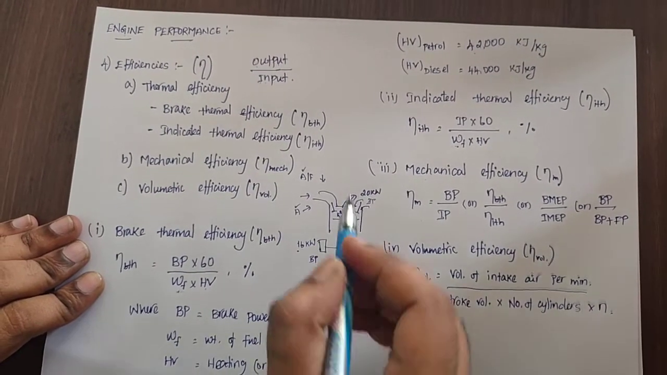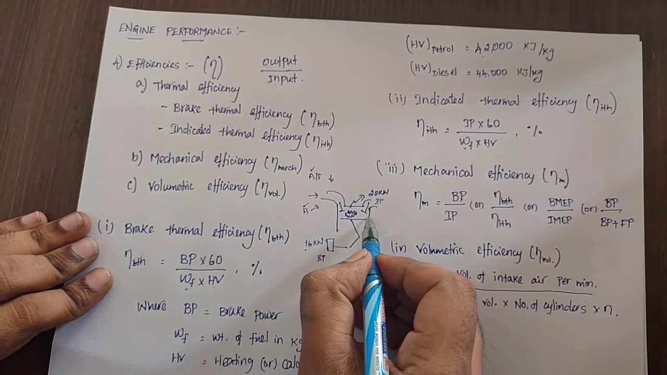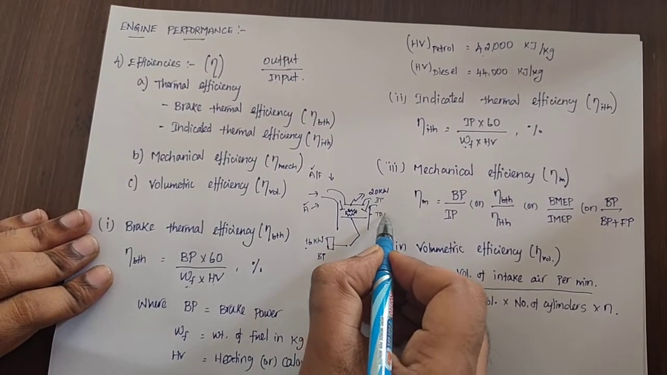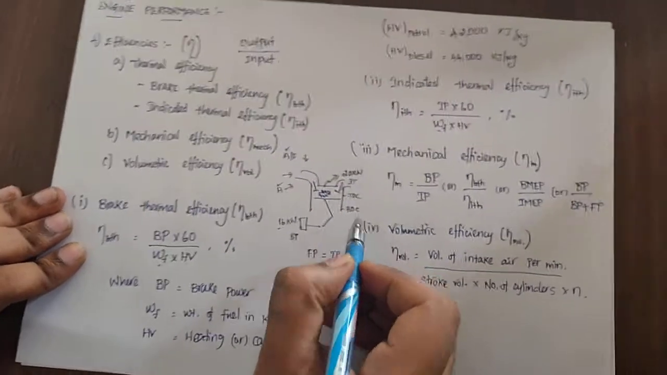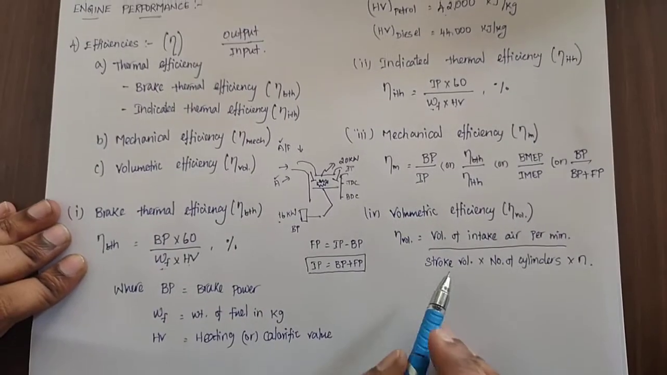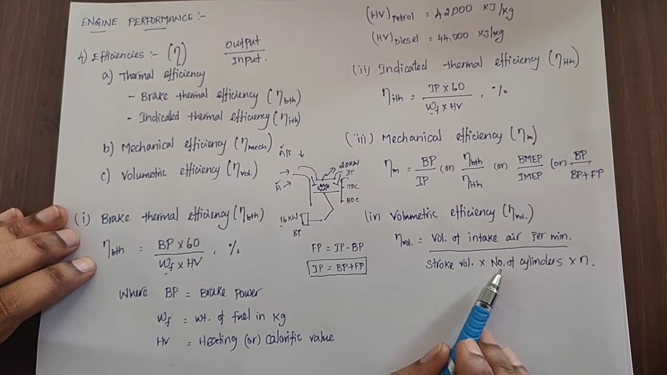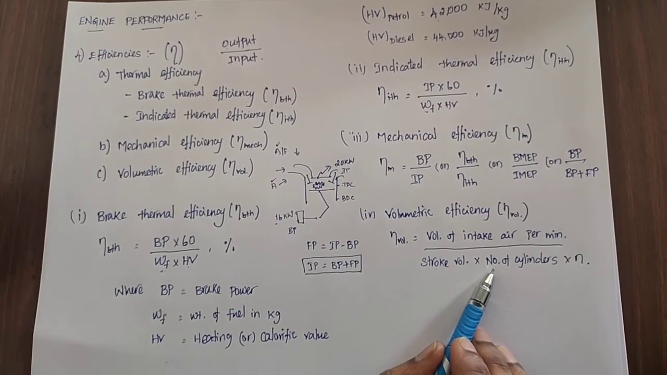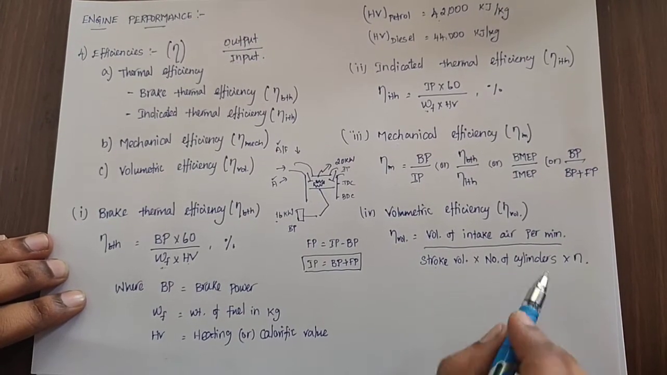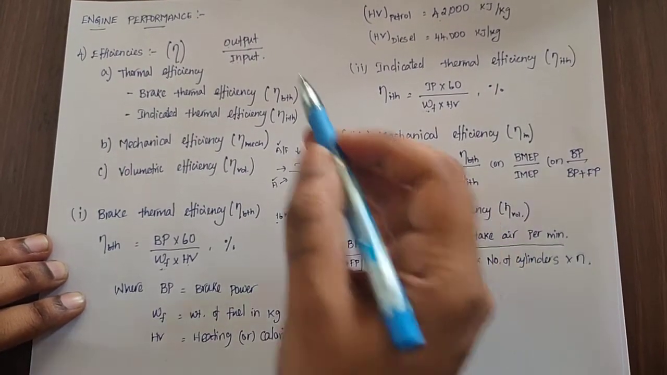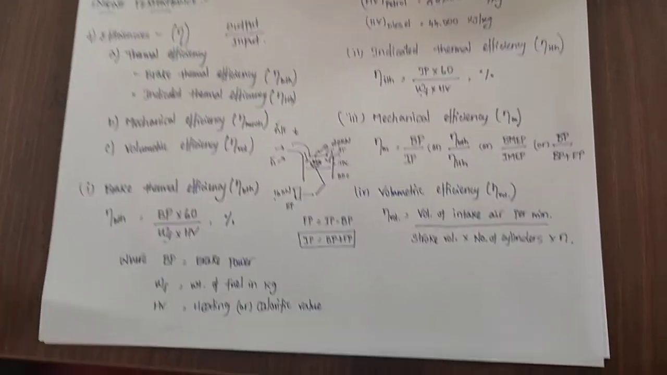So what do we mean by stroke volume? Stroke volume is nothing but the distance of the piston, or the movement of the piston, from TDC to BDC, top dead center to bottom dead center. This is called the stroke volume, into the number of cylinders. For example, it may be a multi-cylinder engine, 4-cylinder, 3-cylinder or 6-cylinder. For a multi-cylinder engine, the number of cylinders will change, into the RPM. So in this we have covered all the efficiencies related to the engine.